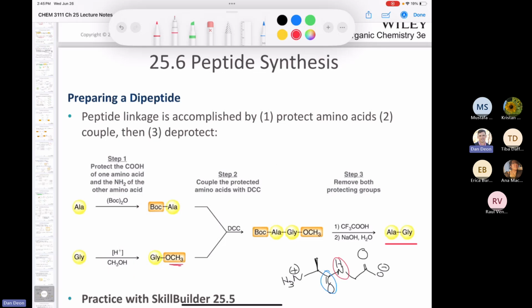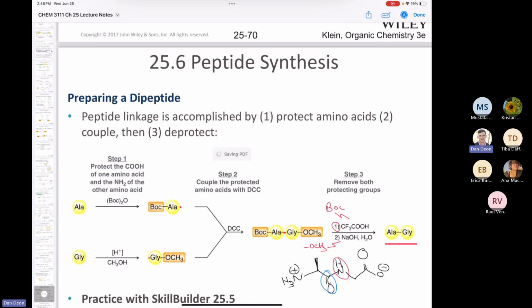Notice that the protecting group is on the right-hand side because that's where the C terminus is. Notice this protecting group is on the left-hand side because that's where the N terminus is. Now we do the coupling between this end and this end, okay? So now we put them together like this. And then in step one, we remove the Boc. And then in this one, you remove the methyl ester, and then you end up with your dipeptide.